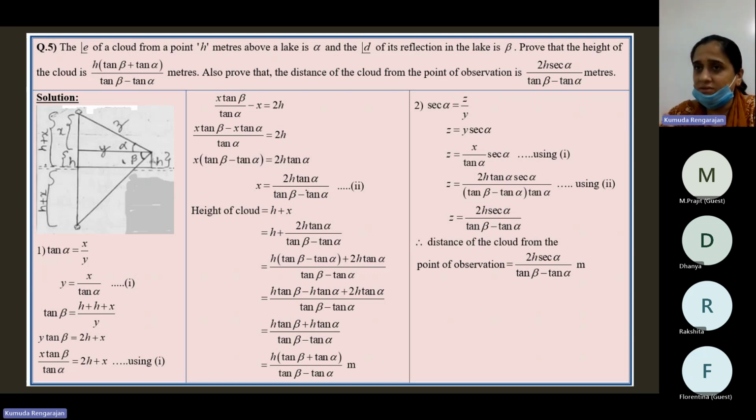We still haven't answered the question. We'll have to prove the height of the cloud. So what is the height of the cloud? The height of the cloud is h plus x. Correct? Okay. So h is h only, because we want h in the final result. H is the variable which was given to us in the question itself, so you can have it. X and y you should not have in the result, because x and y we wrote ourselves. It's not there in the figure also, you can see here. So h plus x.